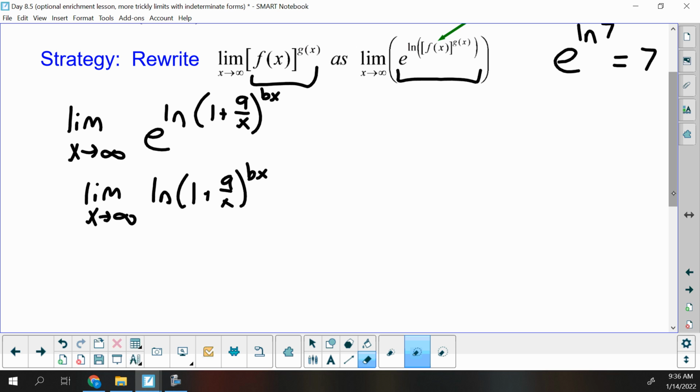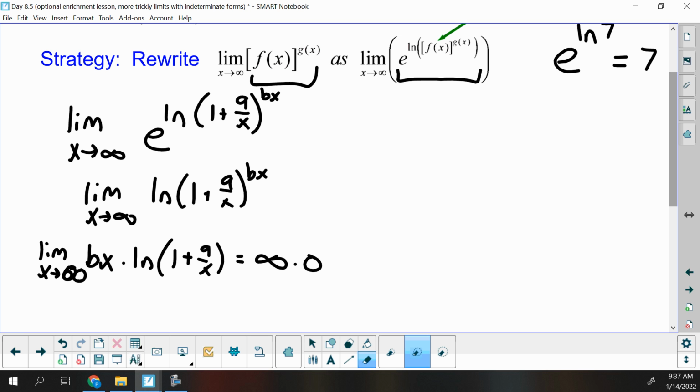Well, the whole reason of doing this with a natural log is so we can use log laws. We can swing that b to the x out front. Well, b times, sorry, this was an infinity, not a 0. B times an enormous number is an enormous number. As x gets huge, a over x goes to 0, and natural log of 1 approaches 0, so we've got a 0 times an infinity.